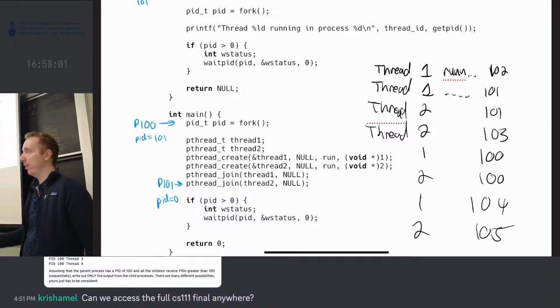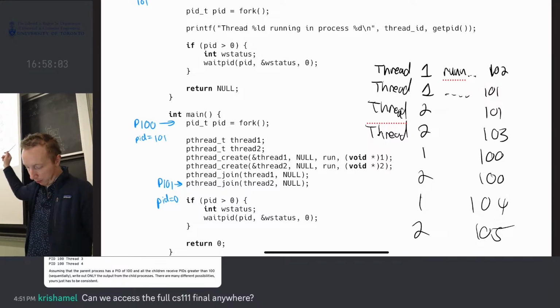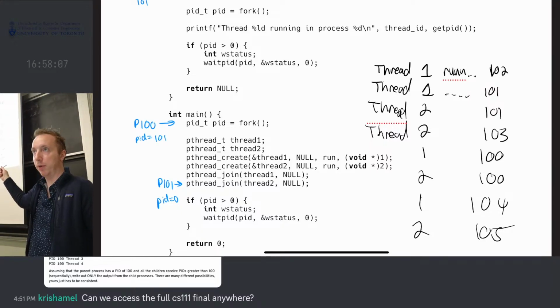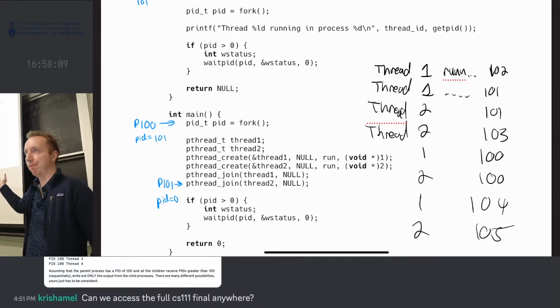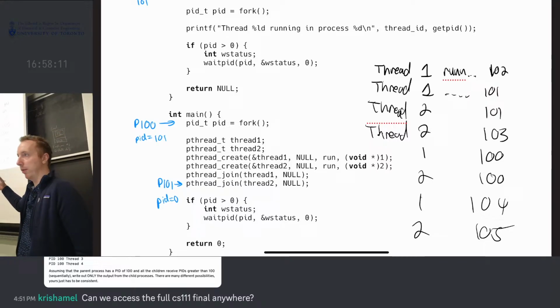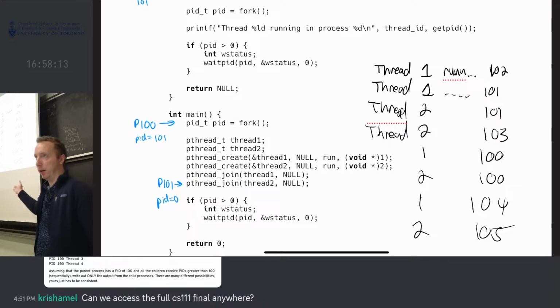As long as they're consistent, there'll always be a thread 1 and 2 from process 100, and a thread 1 and 2 from process 101. Aside from that, you'll just have different orderings of them. As long as your numbering is consistent, it doesn't matter.